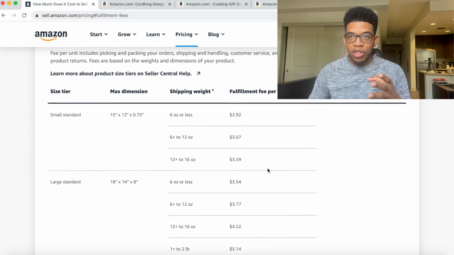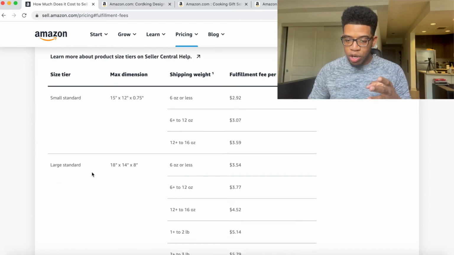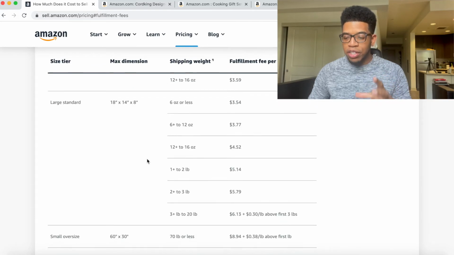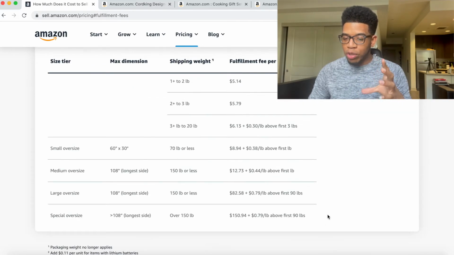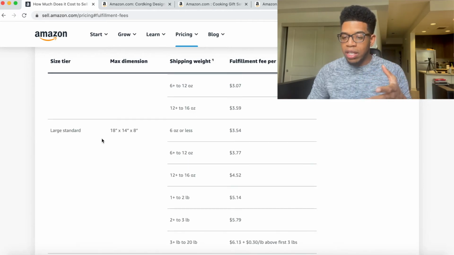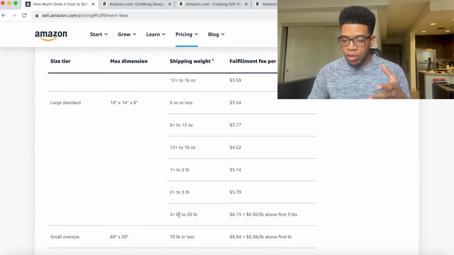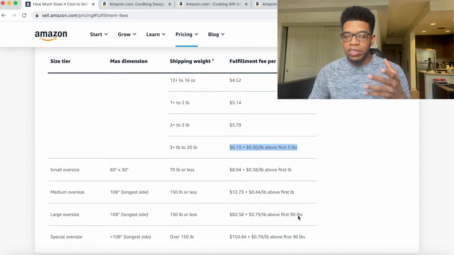Now, these once again are going to be the main two categories: the small standard and the large standard size items that you're going to be selling under. But once again, if you have a bigger item, then you want to just refer to this list. And if your item is within these large standard and it weighs over 3 to 20 pounds, you're going to be paying more for every single unit you sell.